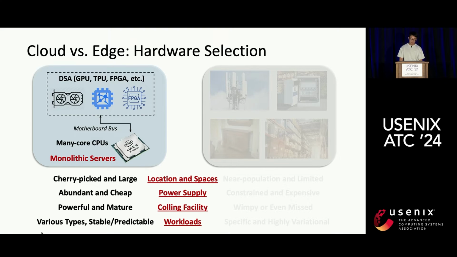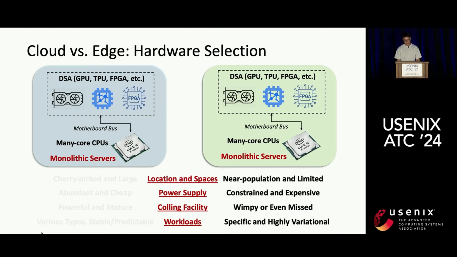So what should the hardware be like at the cloud and at the edge? In cloud data centers, the hardware is mostly constructed with monolithic servers that have many CPUs and domain-specific accelerators like GPUs, TPUs, and FPGAs. Edge platforms can directly inherit such hardware used in the cloud, but we believe that these monolithic servers can't meet the requirements of the edge platforms because they usually operate under different conditions than cloud environments.